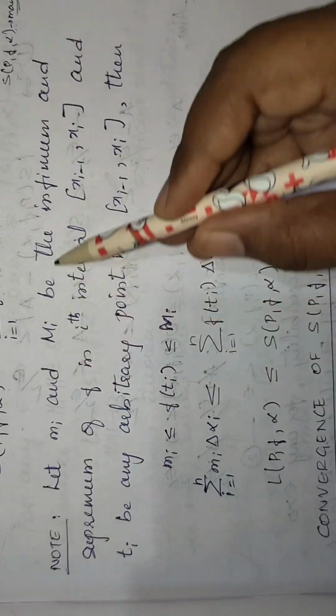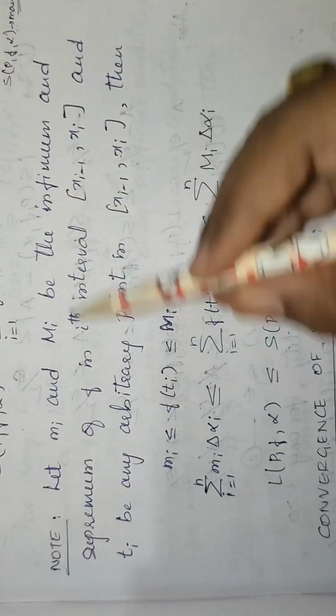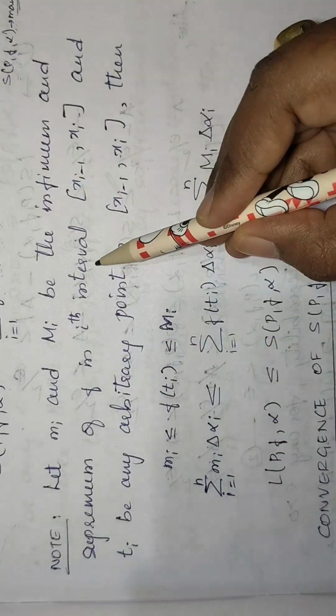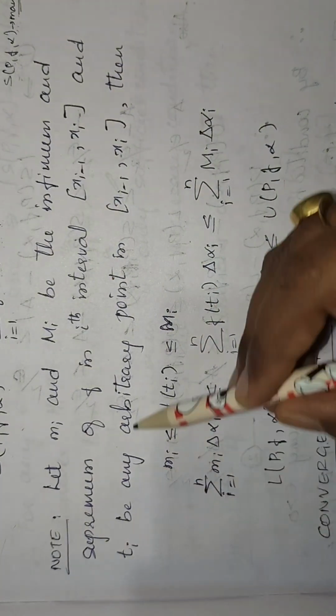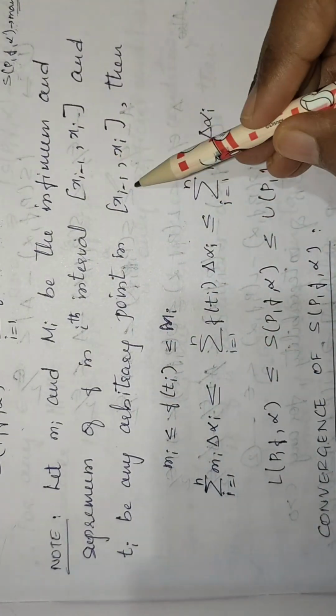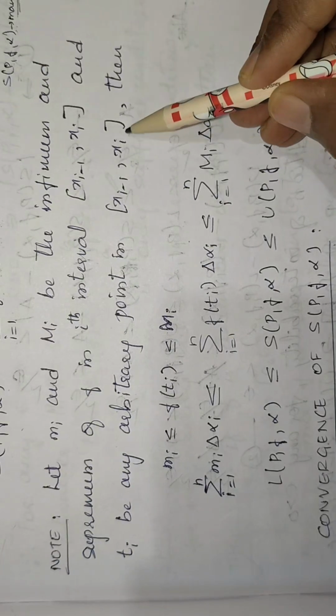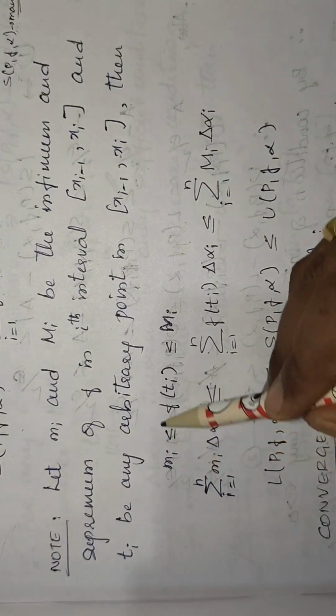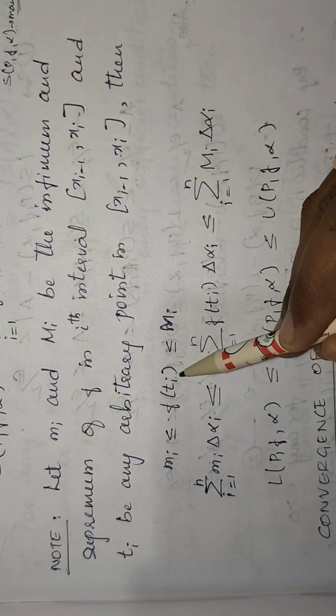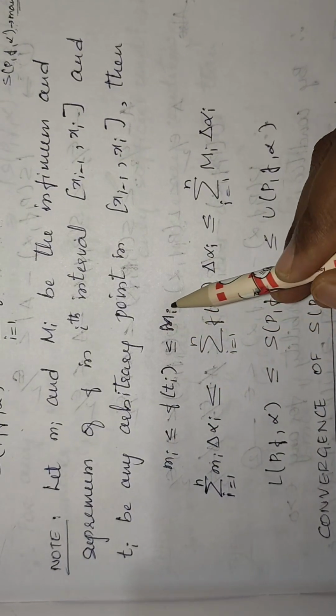Okay, and note: let mi and capital Mi be the infimum and supremum of f in the ith subinterval, that is [x_{i-1}, x_i], and ti be any arbitrary point in [x_{i-1}, x_i], as I told you earlier. Then mi is less than or equal to f(ti), which is less than or equal to Mi.